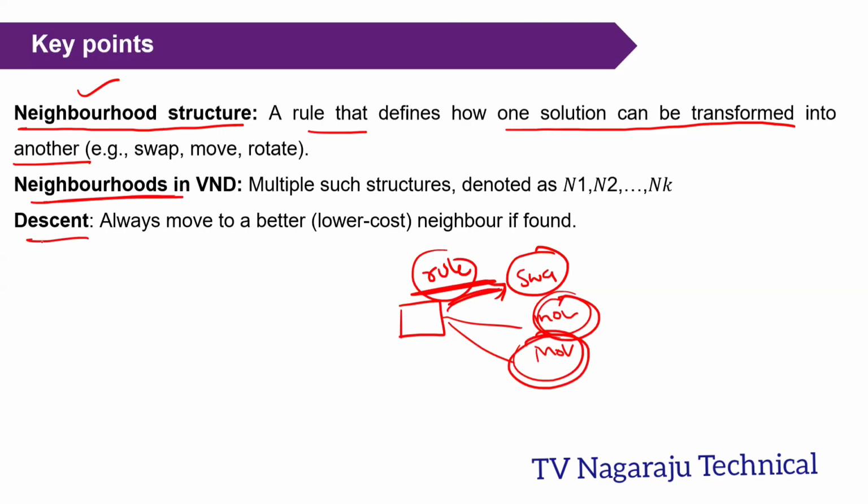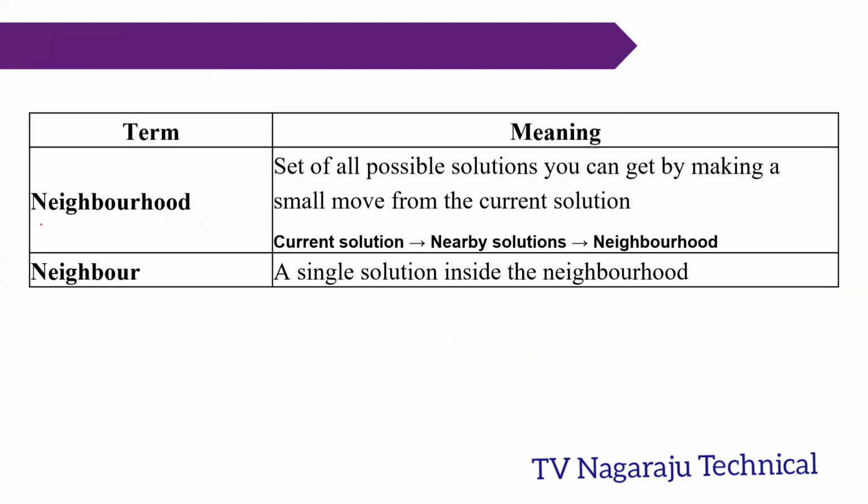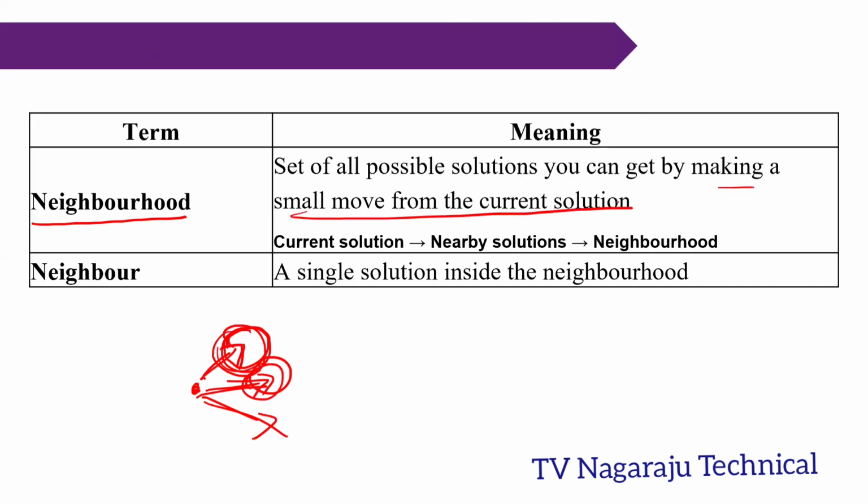What is meant by descent? The same thing, we are moving along the deepest path. You got it? A rule is called a structure. Now, what is meant by the term neighborhood? For example, this is my current solution. If I move to this one, I get multiple solutions. If I move to this one, I get some solutions. So, the set of all possible solutions you can get by making a small move from the current solution.